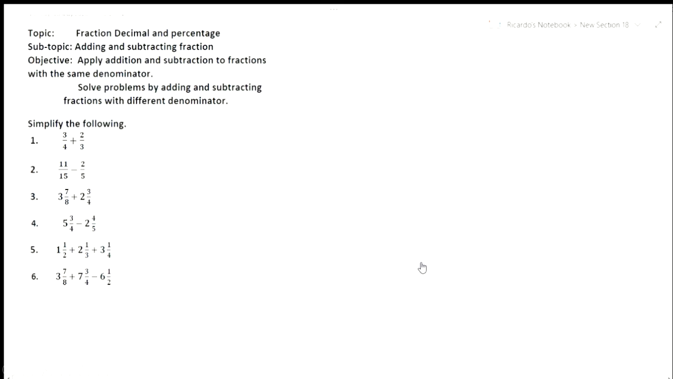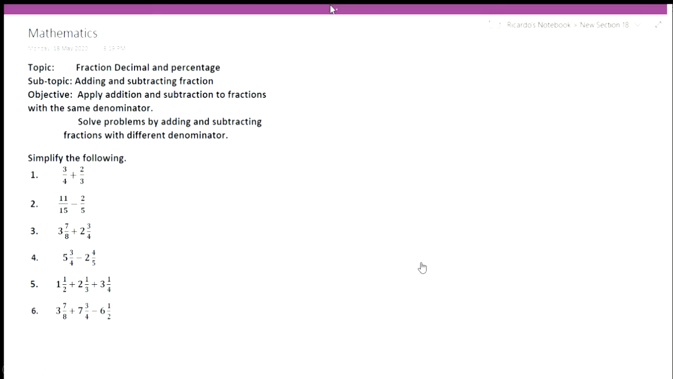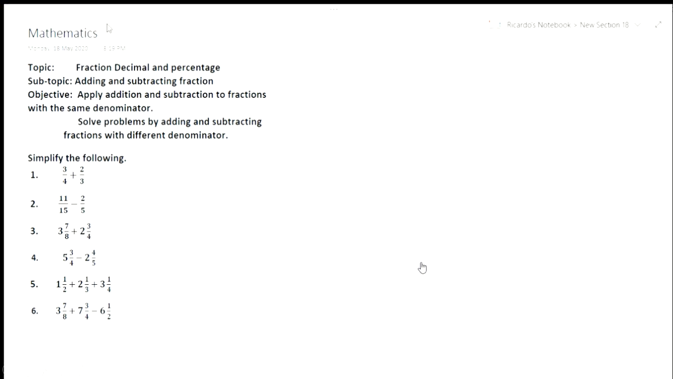Good morning, students. This will be our next lesson on fractions, decimals, and percentages. The subtopic is adding and subtracting fractions. Objective: apply addition and subtraction to fractions with the same denominator. Solve problems by adding and subtracting fractions with different denominators. So this is what we want to look at today. All right, so let's get into it.